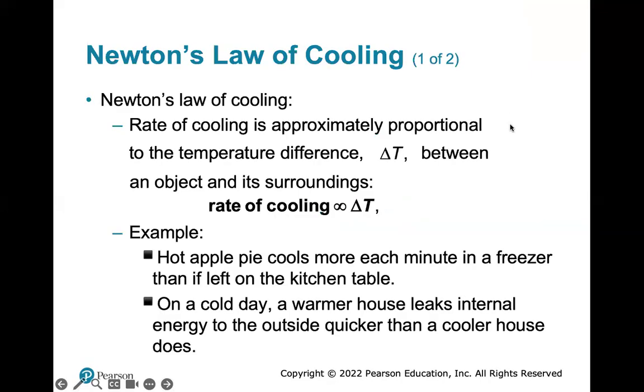Okay. Newton's law of cooling. The rate of cooling is approximately proportional to the temperature difference, delta T, between an object and its surroundings. The rate of cooling is proportional to delta T. In other words, the difference. Let's say we have something at 100 degrees C boiling, and we bring it into a room that's room temperature, about 20 to 25 degrees C.